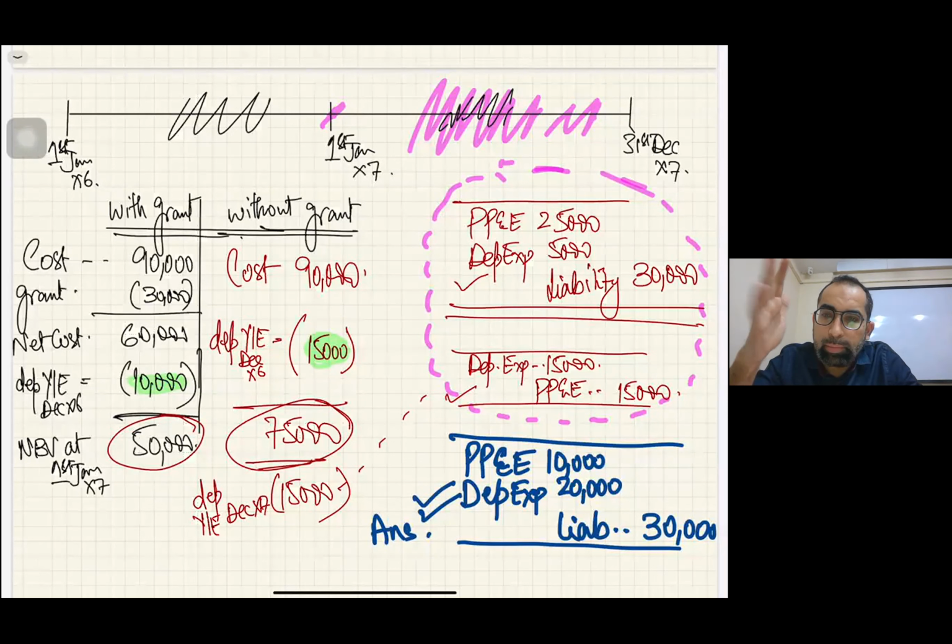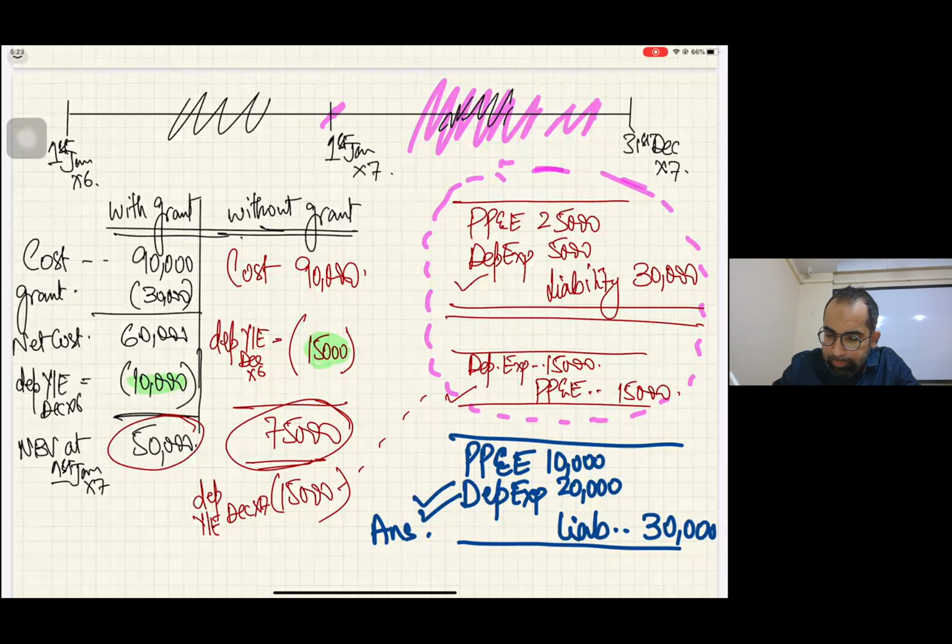No effect on retained earnings because this is a change in accounting estimate. Changes in accounting estimate are always adjusted prospectively, not retrospectively. If we do retrospective things, then dear students, we do not retain anything.